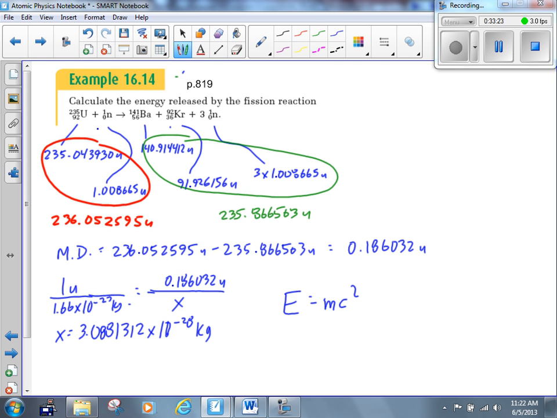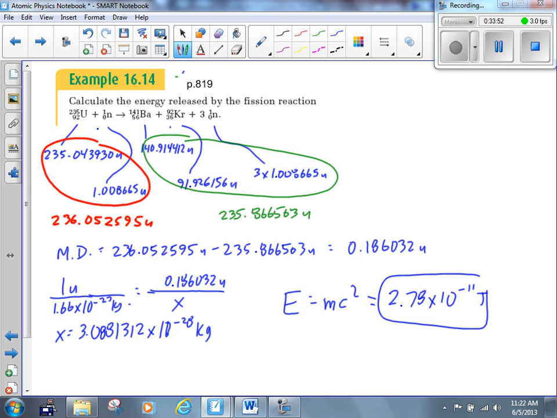E is equal to mc squared, right? E is equal to mc squared. 3.088 times 10 to the minus 28 times 3 times 10 to the 8 squared gives me an energy of 2.78 times 10 to the minus 11 joules. Now, we could, if we wanted to, turn around and convert that to electron volts or mega electron volts. It all depends upon the question, what they ask me for, right? Joules, electron volts, mega electron volts, or whatever.